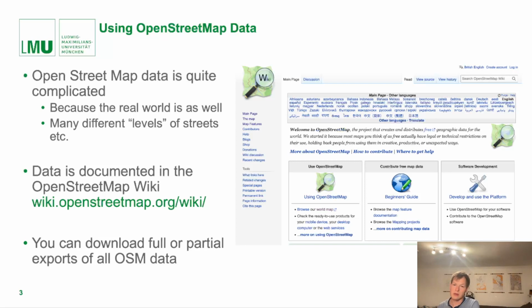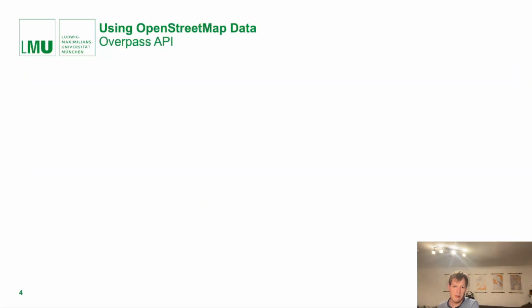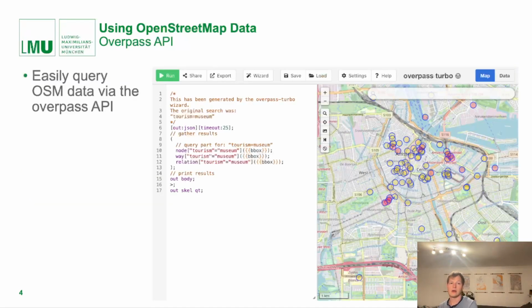And if you use this in a data science context, probably the most useful way of using OSM is via the Overpass API. This API allows you to easily query OSM data. You can write your requests on how you want to filter data, and then it's going to return the filtered data to you. Here, for example, you can see what I showed you. Oh yeah, so these are museums in Amsterdam.